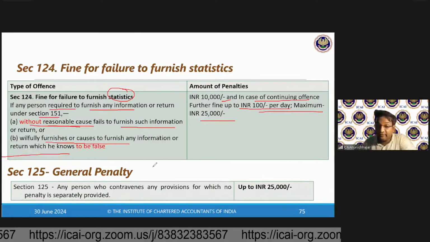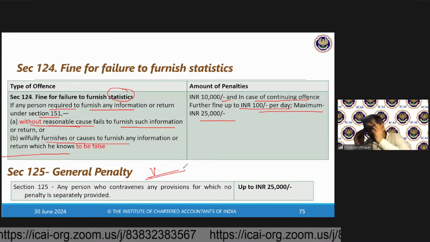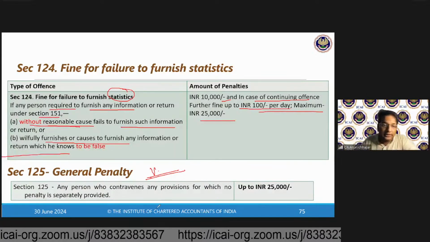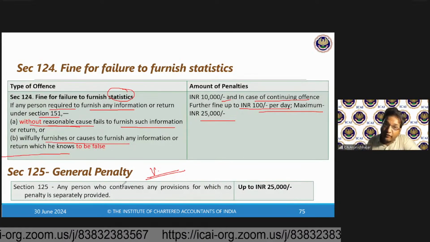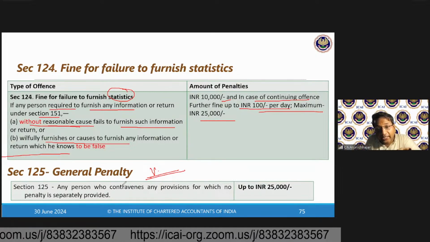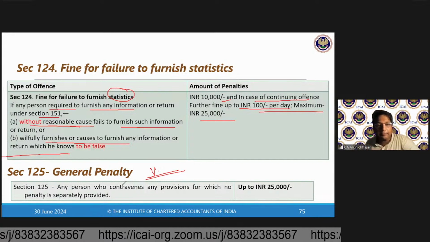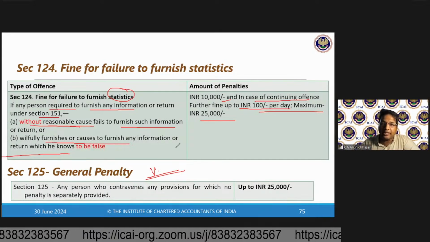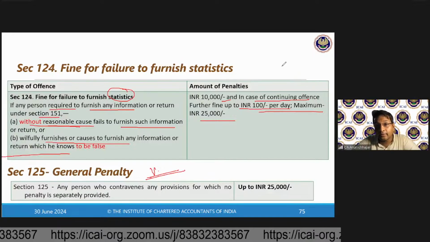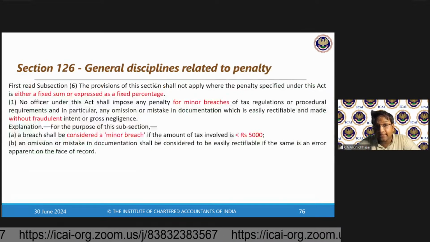Now, general penalty. This is very important because multiple times it has been observed that officers are imposing the penalty under section 125. Why? Because it says that any person who contravenes any provision for which no separate penalty is provided, a penalty of 50,000 can be levied under section 125. So this is a slightly rigid provision, a very harsh provision, I can say.